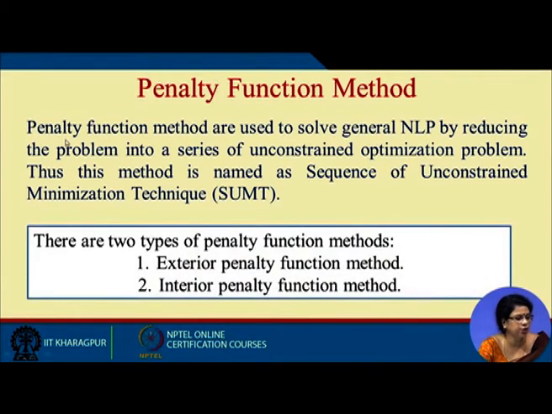Generally, in this penalty function method, there are two types of methods. One is the exterior penalty function method and another one is the interior penalty function method. In the exterior penalty function method, we start the solution procedure from the infeasible region, and from the infeasible space, through the sequence of unconstrained optimization problems, we approach the feasible region and we get the optimal solution.